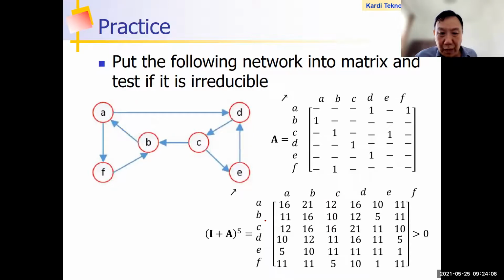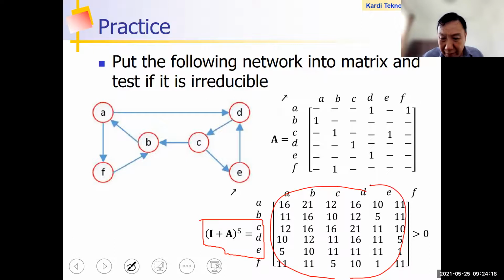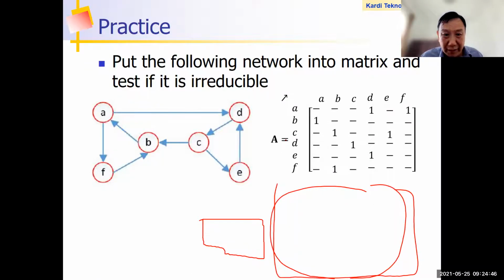The same thing here. If you calculate the value of this, you see there is no 0 in this matrix, right? All are positive. So that means this network is irreducible. Can you see that? Is there any 0 in this matrix? No, right?